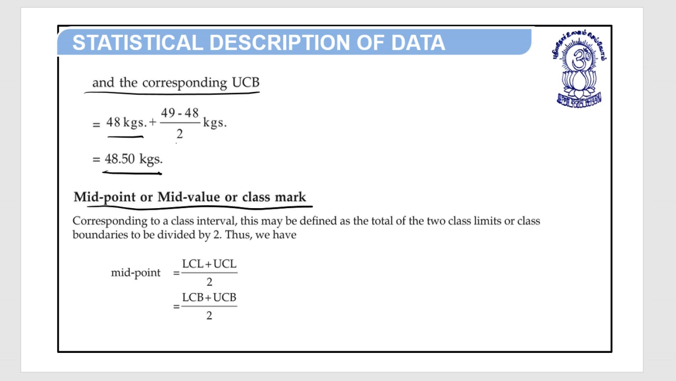Midpoint or mid value or class mark corresponding to a class interval may be defined as the total of the two class limits or class boundaries divided by 2. Thus we have midpoint is equal to LCL plus UCL divided by 2, or LCB plus UCB divided by 2. Using this we can find out the midpoint or mid value or class mark.